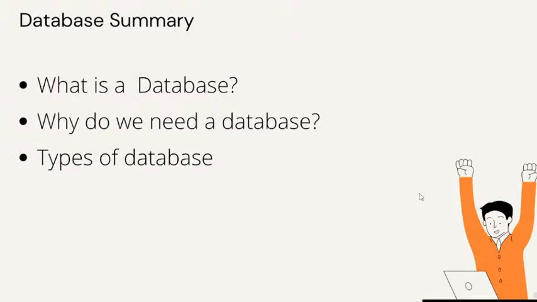So, here is what we have learned so far. We learned how Bob was able to solve the inventory management problem by using a database. We learned what a database is. We also learned why we need a database. The database allows us to store data in an organized manner, and this makes it easier for us to analyze, modify, and manage our data.